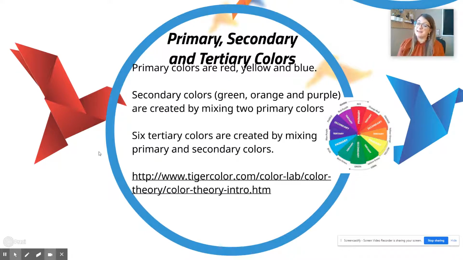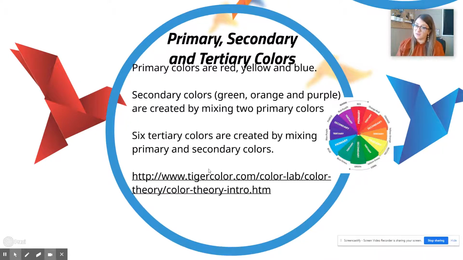So if you mix red and yellow, you will get orange. If you mix red and blue, you'll get purple. If you mix yellow and blue, you will get green. So secondary colors are just by mixing two primary colors. Tertiary colors are created by mixing a primary color and a secondary color.